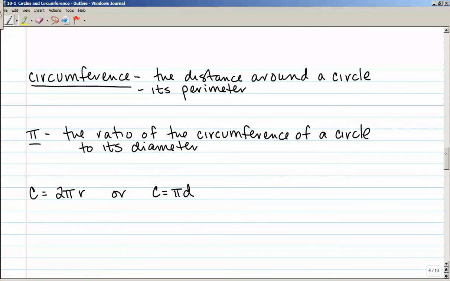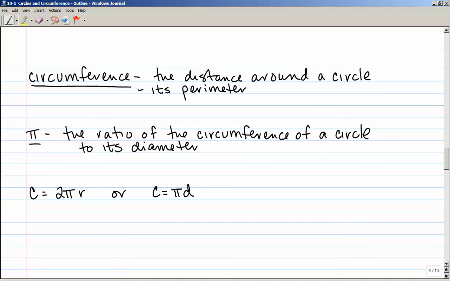Circumference of a circle is the distance around a circle. The circumference is really the perimeter of the circle. It's the distance all the way around. Pi is the ratio of the circumference of a circle to its diameter. Pi is a constant, 3.14159, and so on forever. But no matter how large or how small the circle, if you take its circumference and you divide it by its diameter, you always get pi.